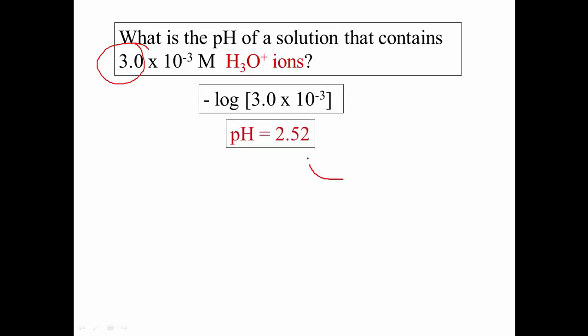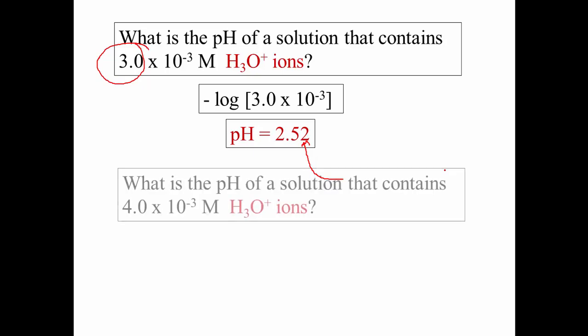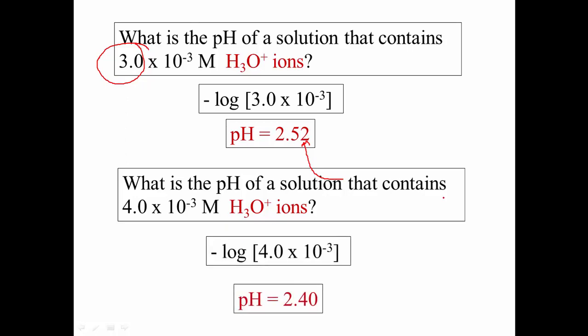pH values are almost always rounded to 2 decimal places, so you will see that I do that fairly consistently. What about 4 times 10 to the negative 3? So we've got more hydronium ions, so we should have a lower pH, and we do.